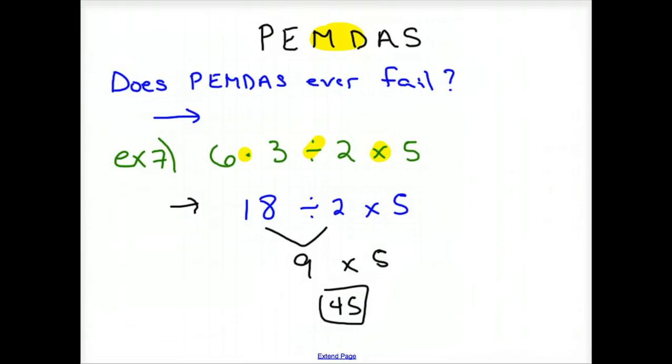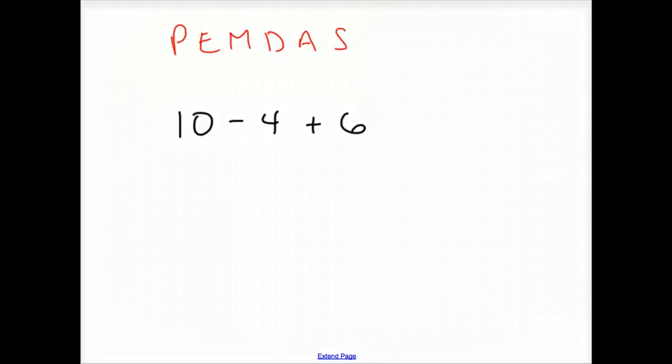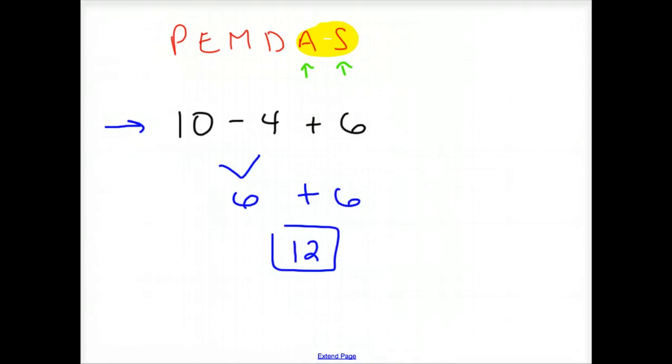Same holds true if you have nothing but addition and subtraction. So let's say I have 10 minus 4 plus 6. Again, PEMDAS shows you should perform addition before subtraction. Again, if you only have addition and subtraction, just like in the instance where you only have multiplication and division, just approach it left to right. 10 minus 4, I get an answer of 6 plus 6, and 6 plus 6, I get an answer of 12.